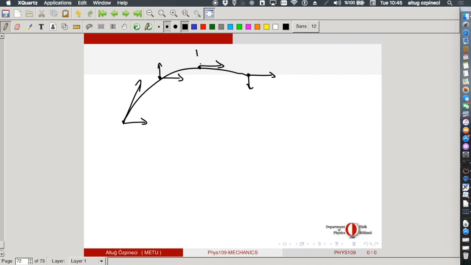Now, this is at t equal to 0. This is at t equal to tm. Because until tm, it's moving upwards in the minus y direction. After tm, it is moving downward, in the plus y direction. So this is the point where it reaches the maximum height. Any questions?